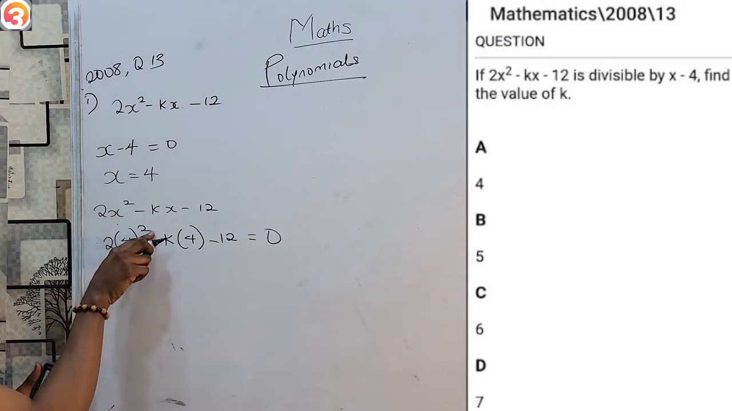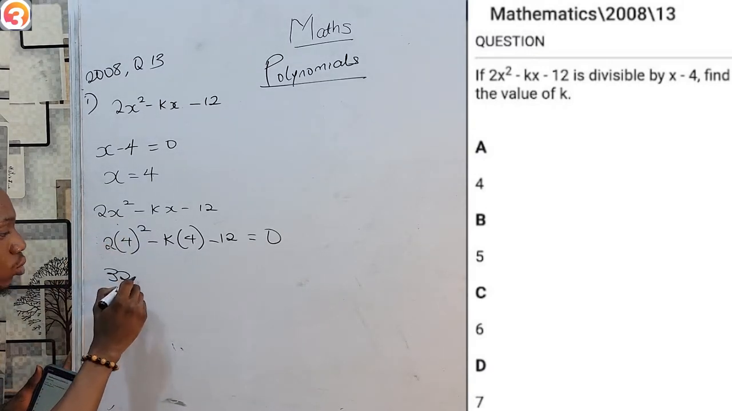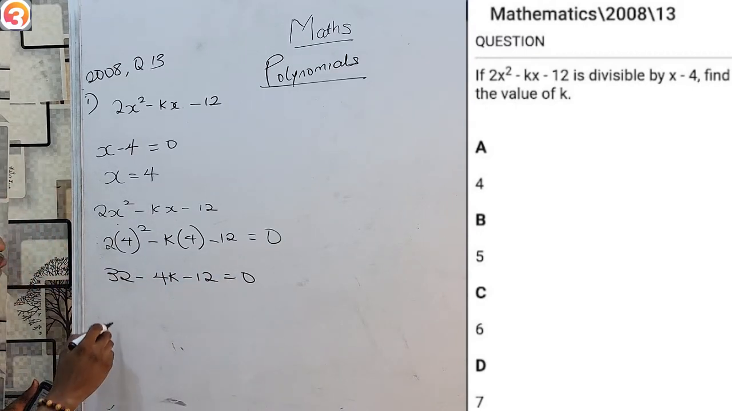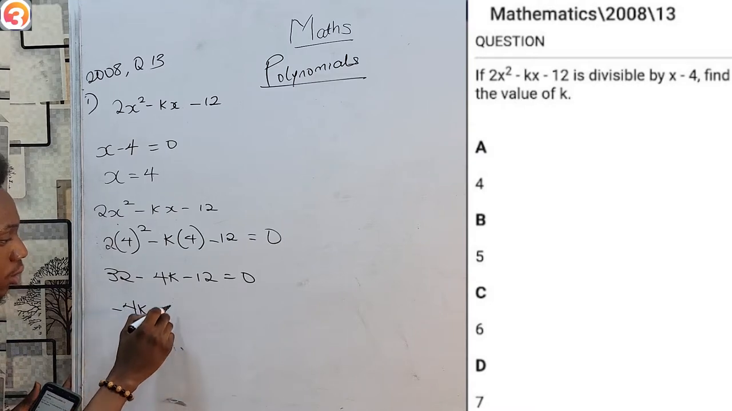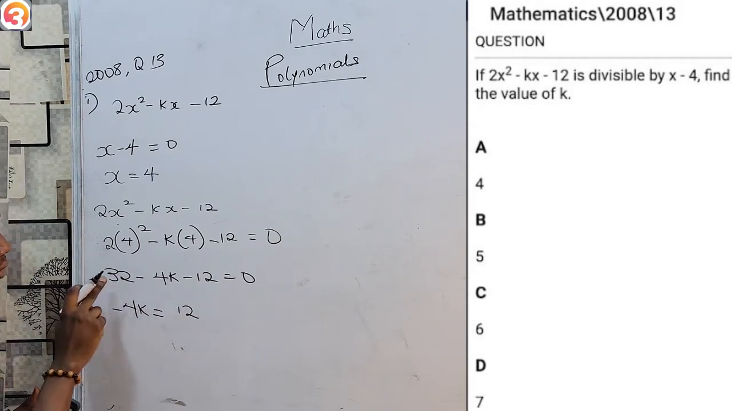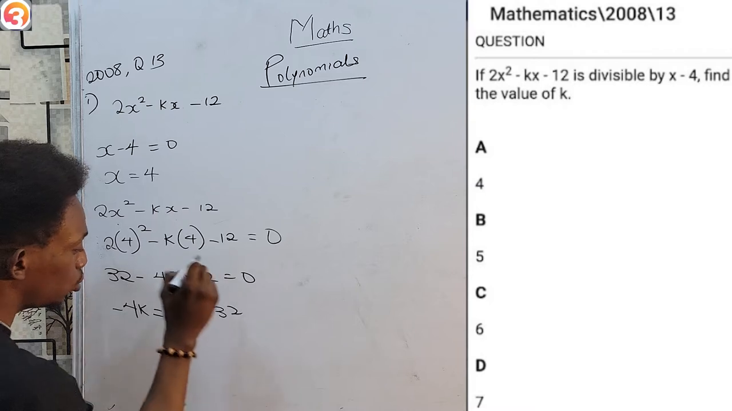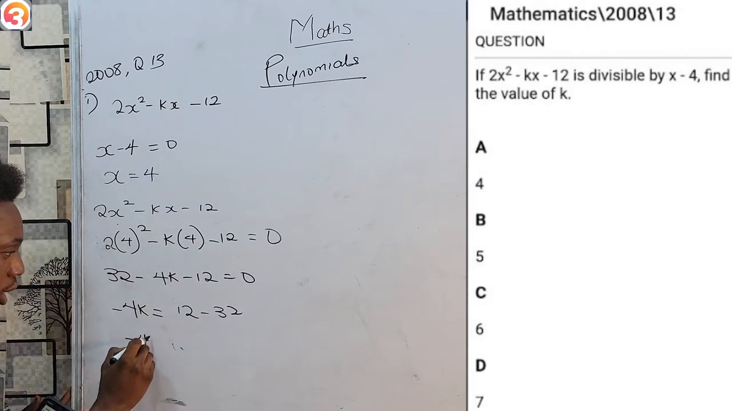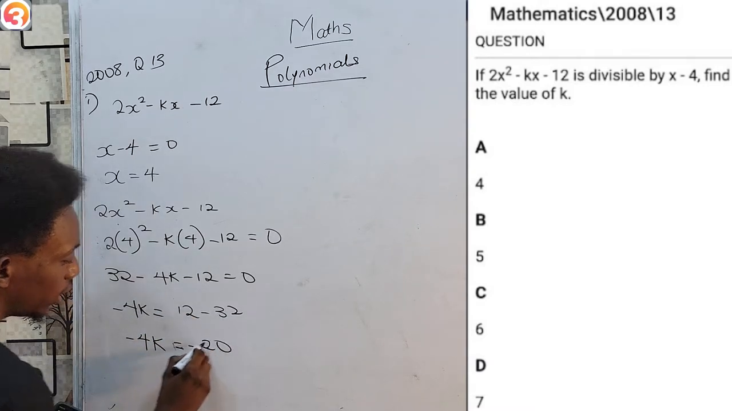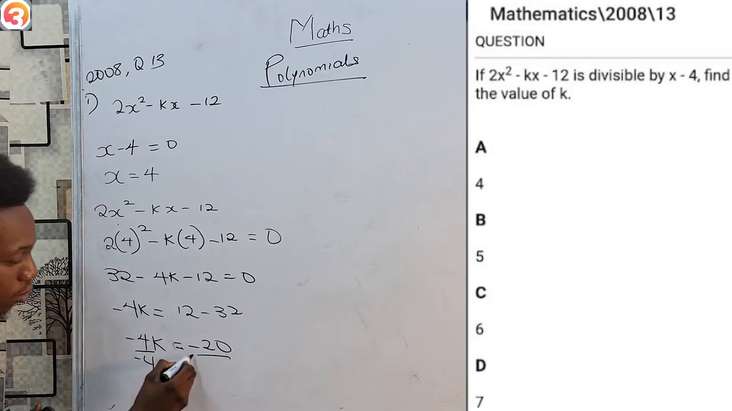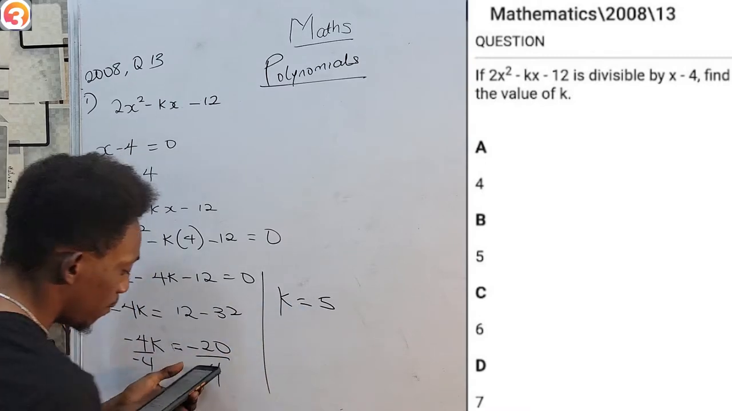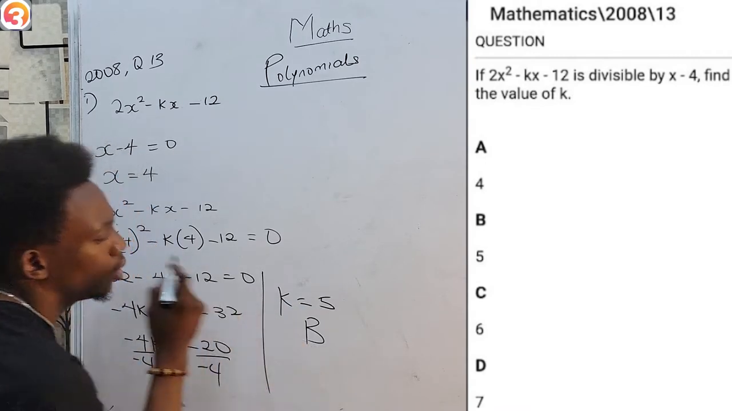So 4 squared is 16, 16 times 2 is 32. Minus 4k minus 12 equals 0. So leave minus 4k over here. Take minus 12 there, minus 12 becomes plus 12. Take plus 32 over there, becomes minus 32. So minus 4k equals 12 minus 32, which is minus 20, over minus 4, over minus 4. K must be equal to 5, which as we can see is option B.